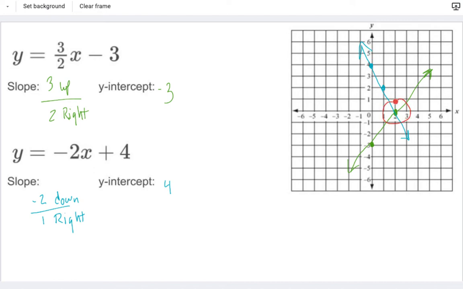Here we can see the two lines intersect at the point (2, 0). So our solution is (2, 0). So this is consistent and independent.